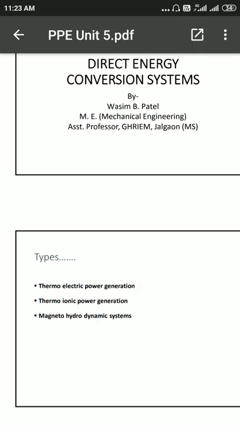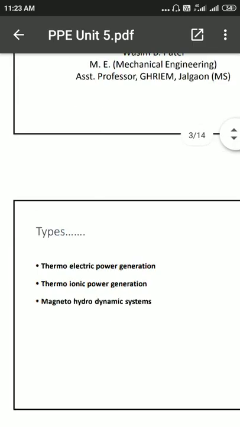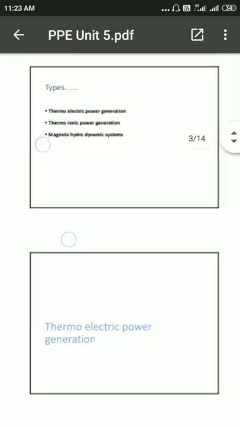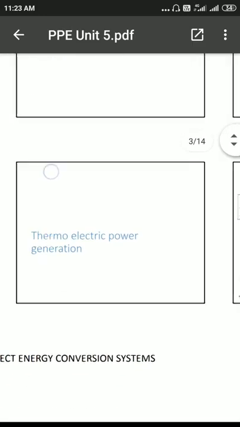The types for this are, first, thermoelectric power generation; second, thermionic power generation; and third, the magneto-hydrodynamic system. Today in this video we will study thermoelectric power generation and thermionic power generation. First of all, thermoelectric power generation.